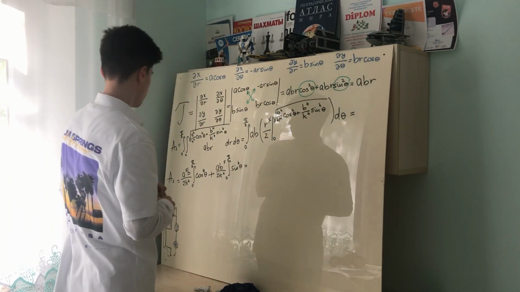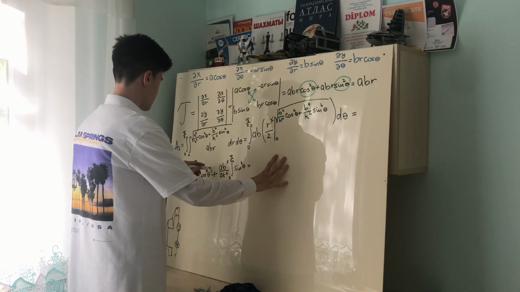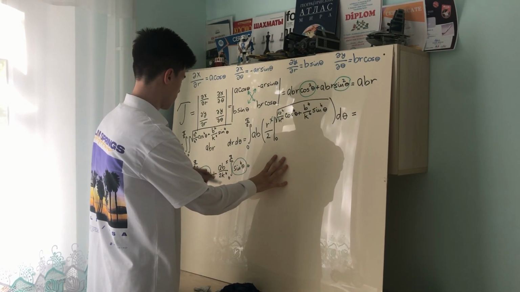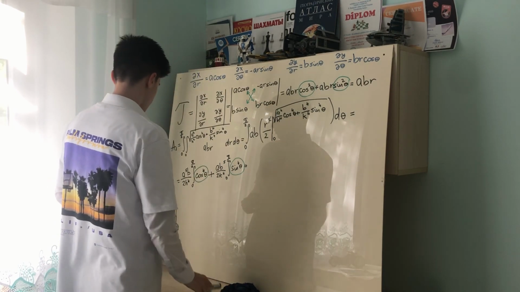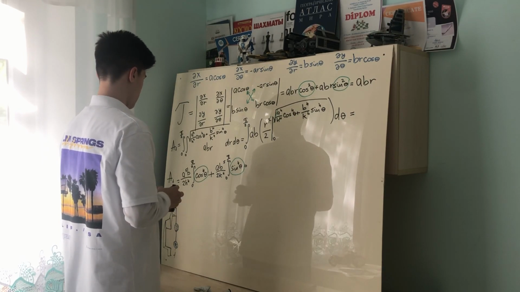Let's now solve cosine to the 4 theta and sine to the 4 theta separately. First, let's start from cosine. Let me clear this part.